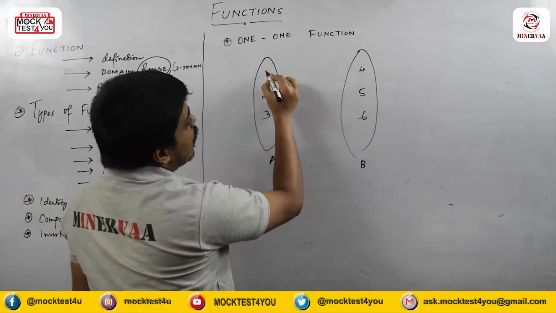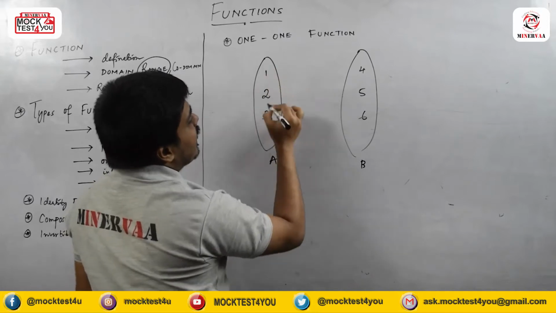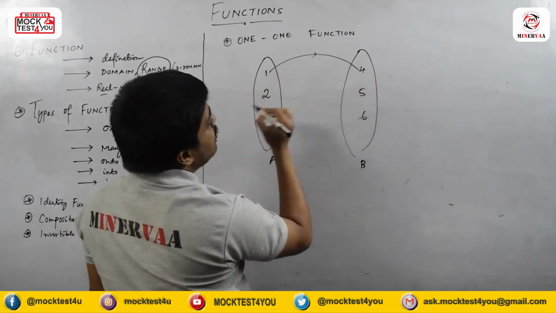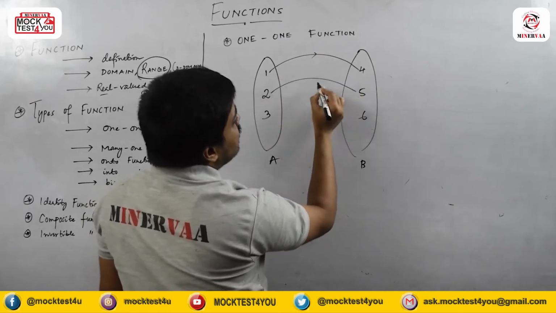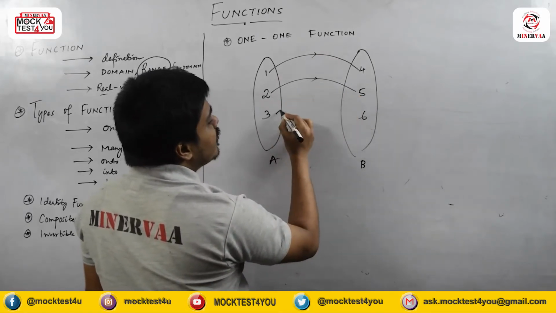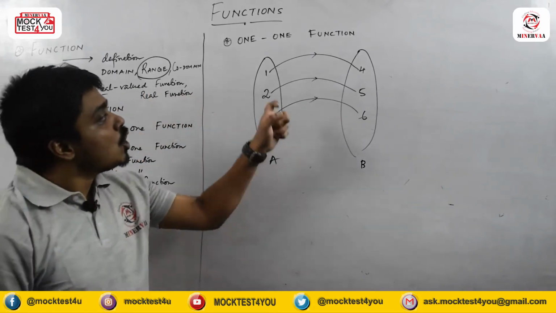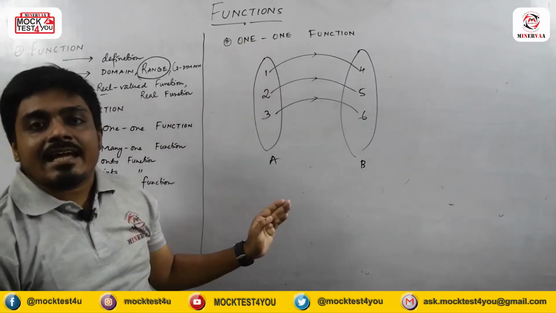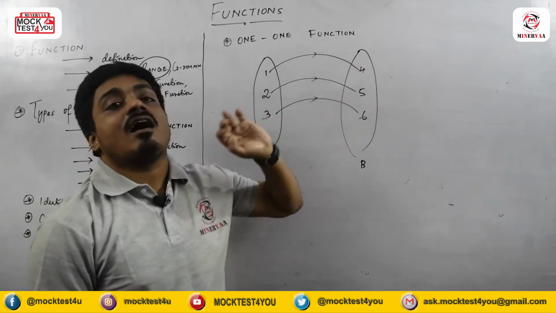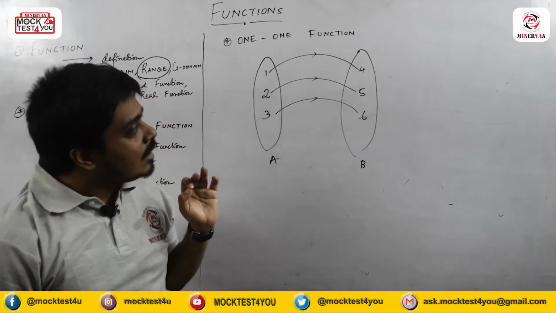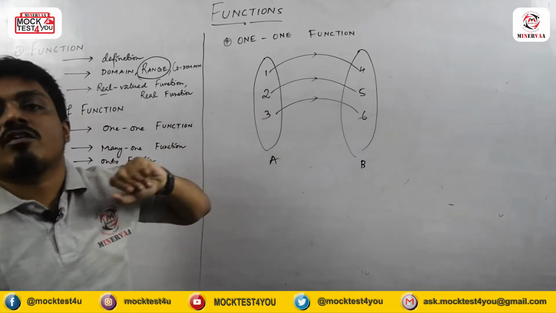One-one. So I pick one element of set A, then I map it with one element of set B. I pick another element of set A, and map it to another element of set B. This is how we get a one-one function. So one element of set A is mapped with a unique element in set B. Clear? So this is how we get a one-one function.